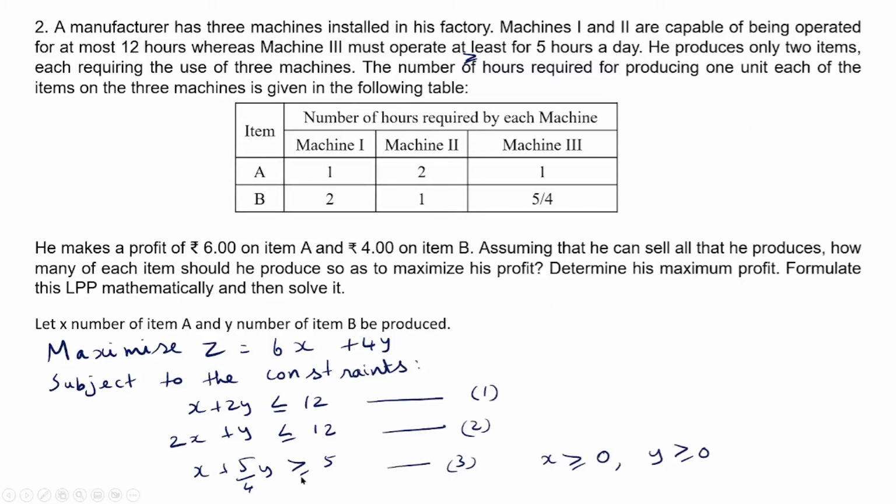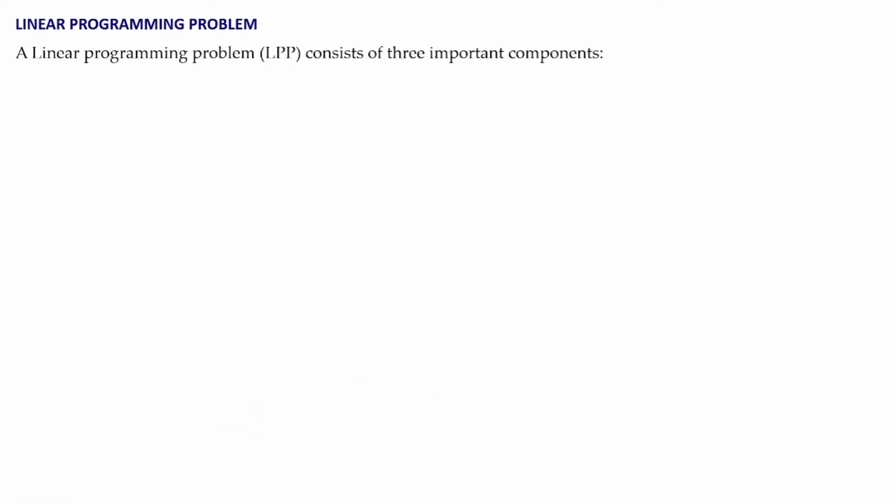This mathematical formulation, this part, it carries 1.5 marks. So we have taken x as the number of units of item A to be produced and y as number of units of item B to be produced. This is the objective function and these are the constraints. So we will see the three important components of a linear programming problem.